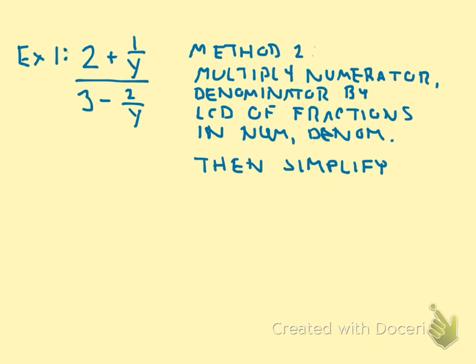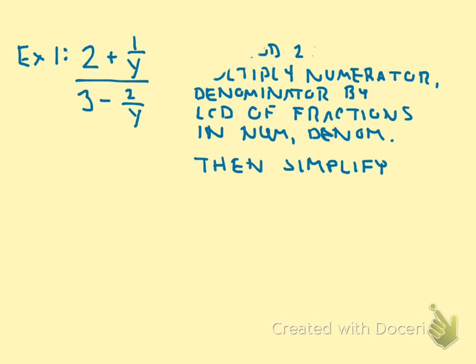Here's method 2. In method 2, you're going to take the numerator and the denominator, and multiply them by the least common denominator of the fractions that appear in both the numerator and denominator. So again, we identify the least common denominator, and we multiply both expressions by that. We'll see what that does here, and then we'll try to simplify what we have.